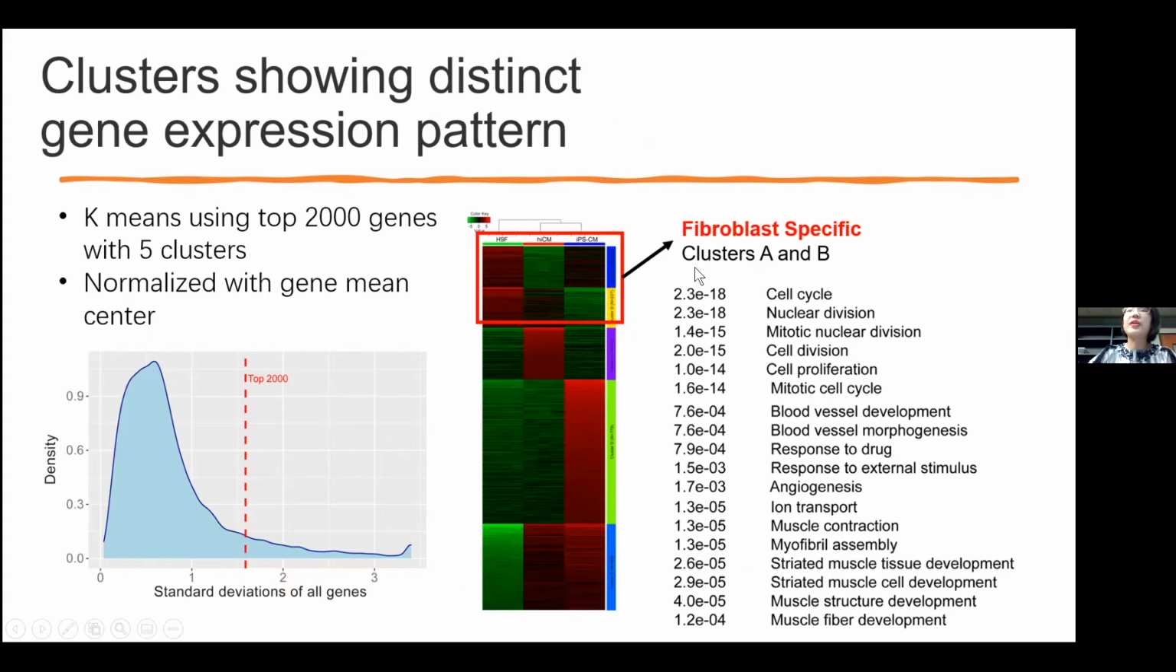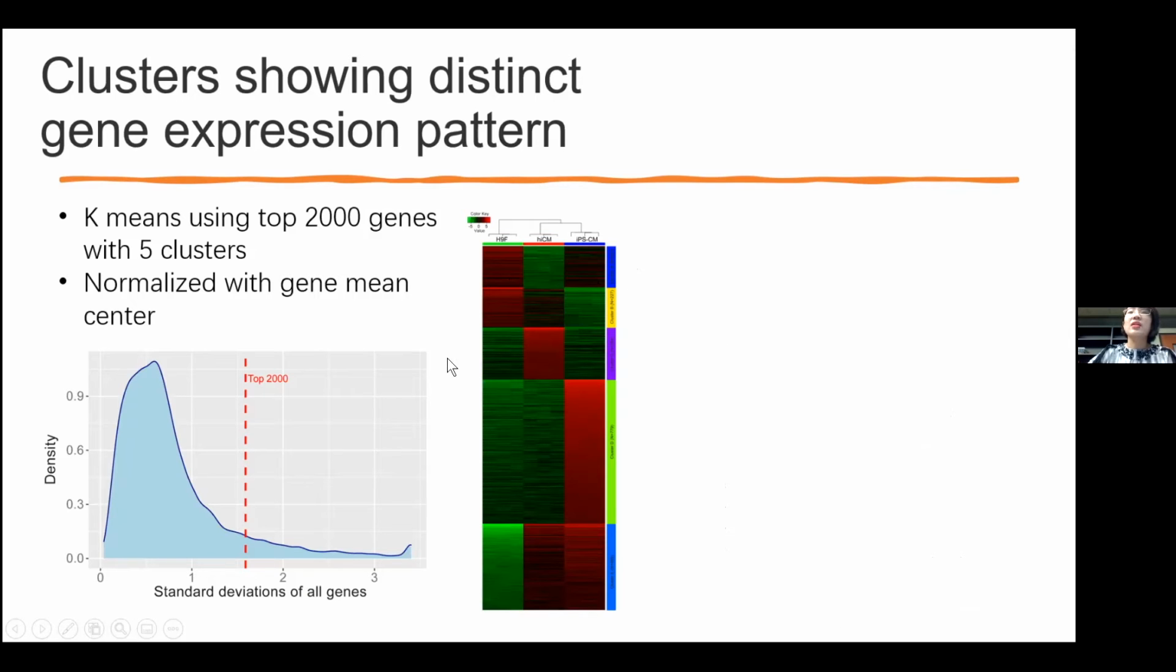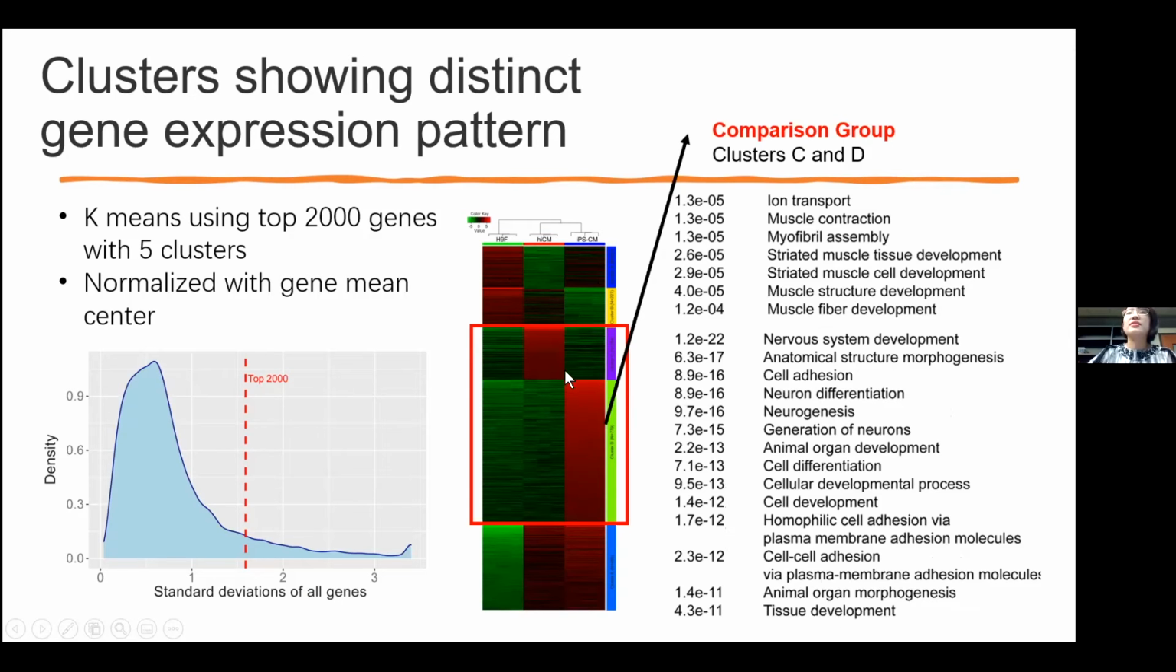And then here are the fibroblast-specific genes, including cell cycle, nuclear division, and cell division, that are low in HiCMs and iPSC-CMs. Notably, the cluster related to cell cycle is a little bit higher in iPSC-CMs compared to HiCMs. So what we will focus on in the study is to analyze this comparison group, which is clusters C and D, where we have high expression in HiCMs and low expression in iPSC-CMs, or the inverse.